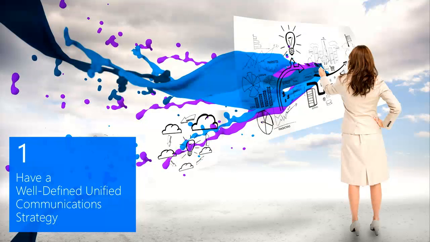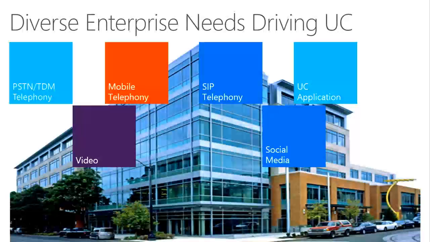So, first point. This session is going to cover the 5 points to do. As I said, the first one is have a well-defined strategy. So what exactly does that mean? You have a lot of diverse requirements, right? Whether it's people bringing their own devices in, having PSTN telephony, so doing that PBX replacement piece. You've got video, you've got mobile devices, which are a big part, which you saw in the keynote yesterday. Obviously, mobile devices are really, really important.